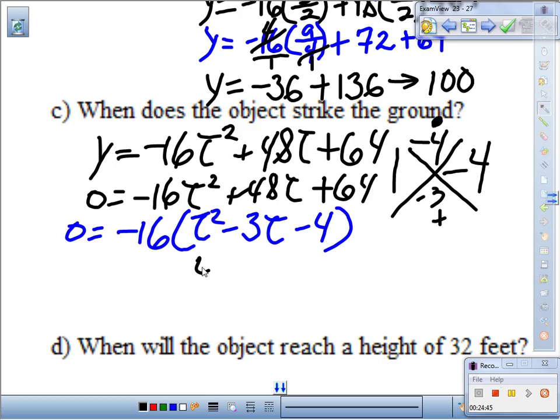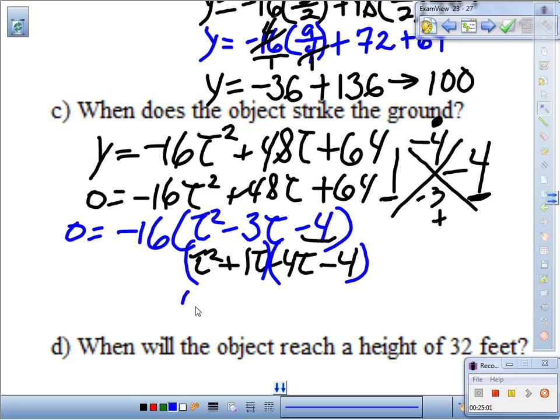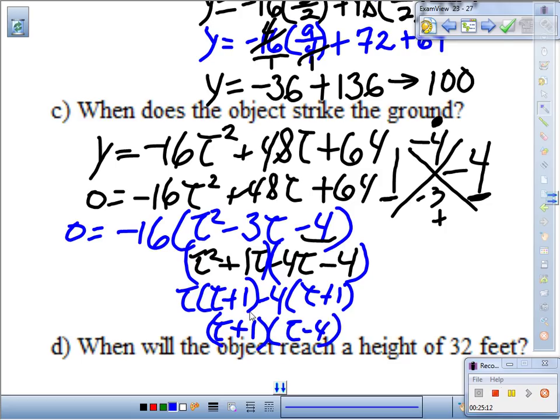So I'm going to rewrite this. T squared plus 1t minus 4t, and then the last term, negative 4. Let's group these two, these two. GCF here is t. We're left with t plus 1. GCF here is negative 4. We're left with t plus 1. So my factors are t plus 1, t minus 4. Bring down the BFF, which is negative 16, equal to 0.